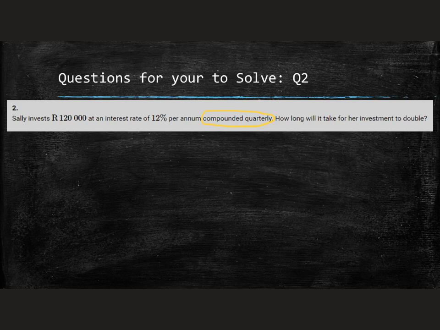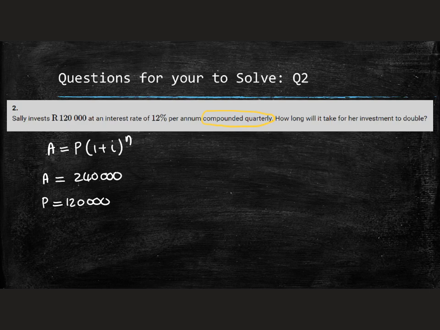Well, let's put down what we know. We know we've got compound interest, so we're using this formula: A equals P, 1 plus i to the n. We also know that her accumulated amount needs to double the original amount. Well, the original amount was 120,000, so the accumulated amount is 240,000.